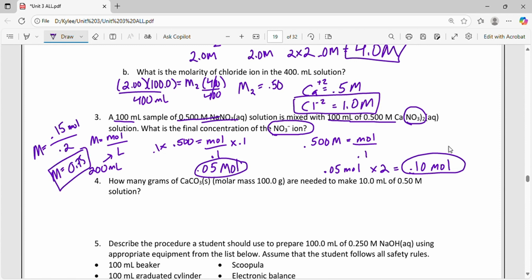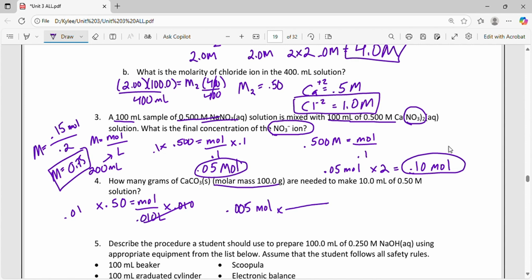Next, we have how many grams are needed to make 10 mLs of a 0.5 molar solution of calcium carbonate. And they conveniently gave us the molar mass here, and so that actually makes our calculation a little bit faster. So first, I'm going to see how many moles this is. 0.50 equals moles over 0.010 liters, since 10 milliliters is 0.010 liters. So I'm going to multiply by 0.01 on both sides. That cancels. Whatever I do on one side, I'm going to do on the other side. So 0.01 times 0.50, and I get 0.005 moles.